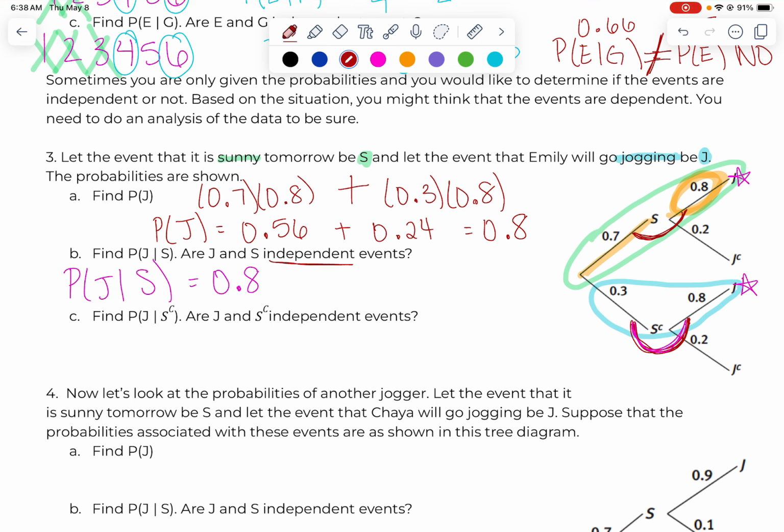So are J and S independent? To find that out, we do probability of J given S, and it has to equal the probability of J. So does 0.8 equal 0.8? The answer is yes.